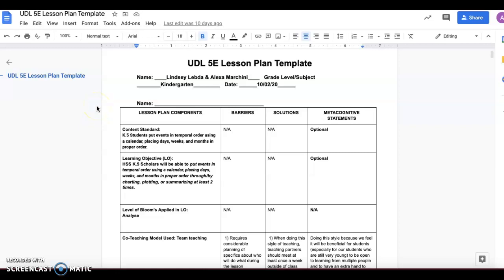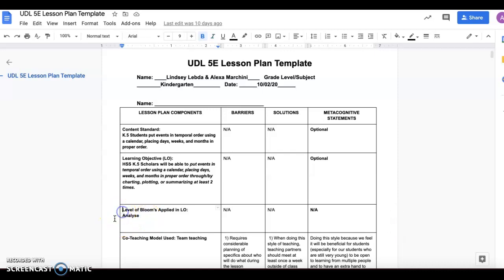All right, so here is our full 5E lesson plan, and our content standard was K5 students will put events in temporal order using a calendar, placing days, weeks, and months in proper order. And our learning objective for this was K5 scholars will be able to put events in temporal order using a calendar, placing days, weeks, and months in proper order through charting, plotting, or summarizing at least 2 times. And this was a part of the analyze section of Bloom's.